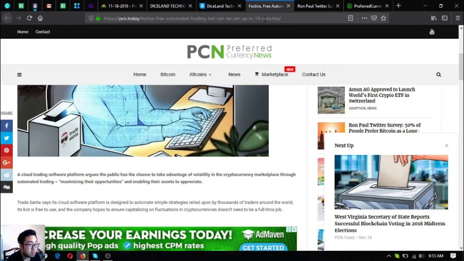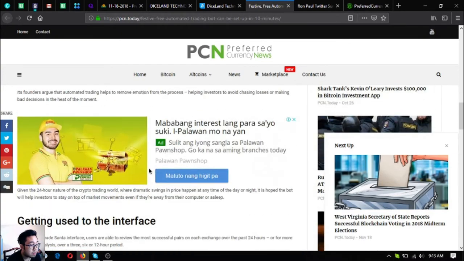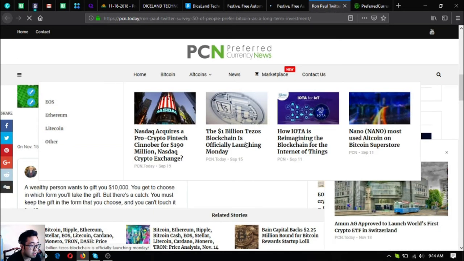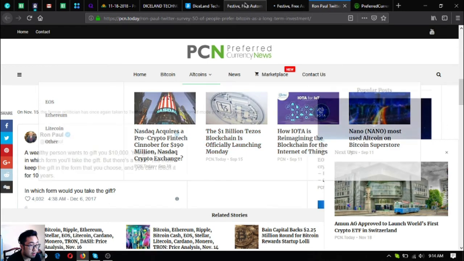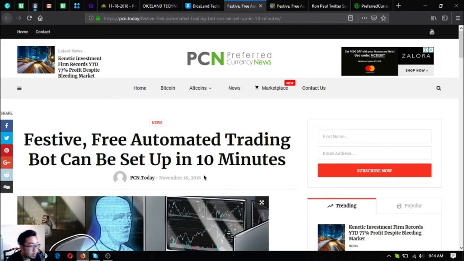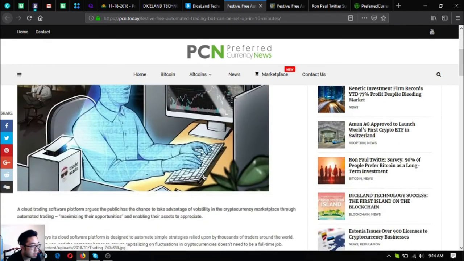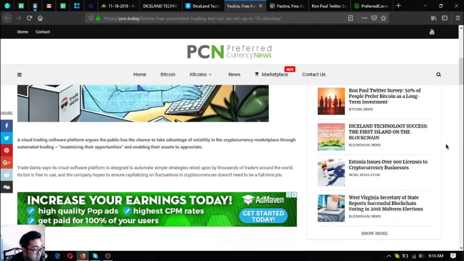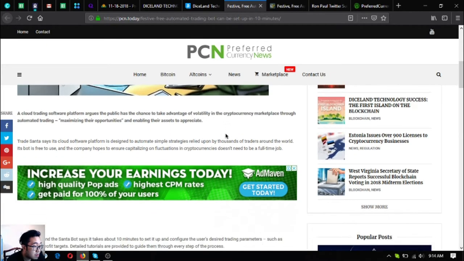The next headline is this one. Let's start. Free automated trading bot can be set up in 10 minutes. Cloud trading software platform argues that the public has a chance to take advantage of volatility in the cryptocurrency market through automated trading, maximizing their opportunities and enabling their assets to appreciate.